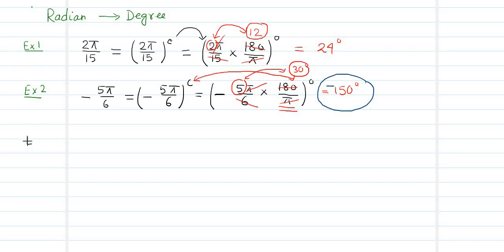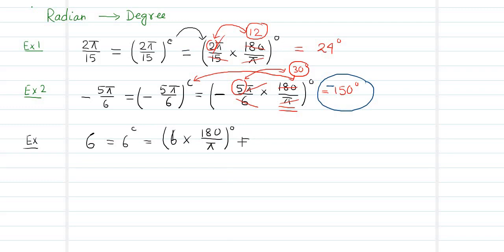Next question, only 6 means 6 radian we are talking about. And what is the meaning of 6 radian? While converting, we need to multiply it by 180 divided by pi, that much degree.